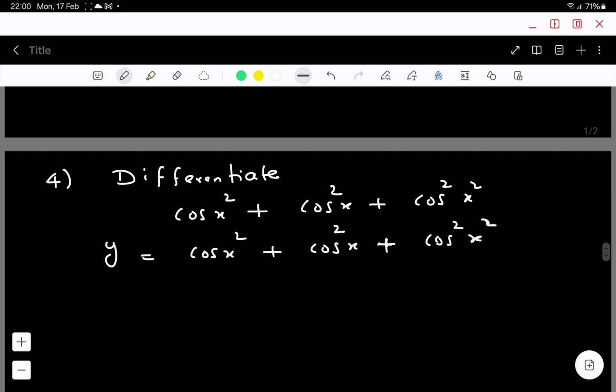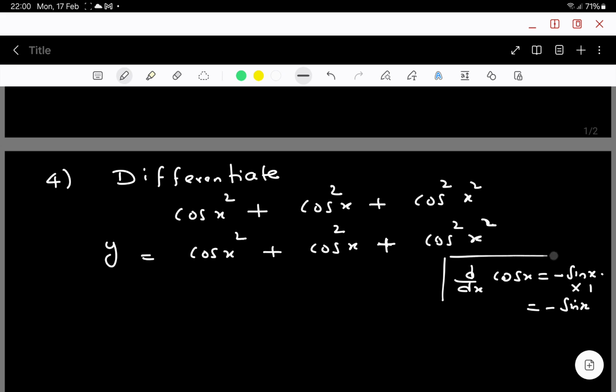Basically the differentiation of cos x is minus sin x. So differentiation of cos x square is minus sin x square. We know d by dx of cos x is minus sin x into d by dx of x. d by dx of x is 1. So sin x into 1. So we get minus sin x. Again differentiating x, we get 1. So 1 into sin x is sin x. That is the method.